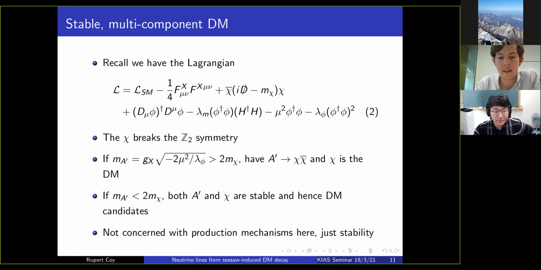If, on the other hand, the A prime is not heavy enough to decay to two chi's, then the A prime is also stable. There are no other possible decays of the A prime or the chi, and so they're both dark matter candidates. I haven't talked at all about production mechanisms, and I won't. The point is not about how to generate the abundance. The only thing I'm concerned with throughout this talk is getting stability. So in this case, you have an exactly stable gauge boson and an exactly stable fermion as dark matter.